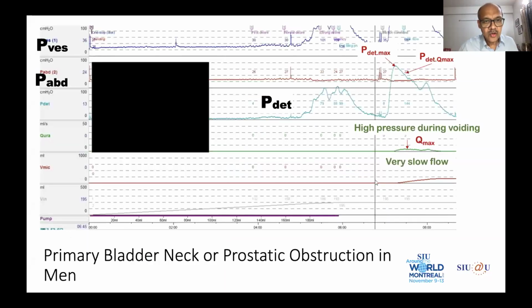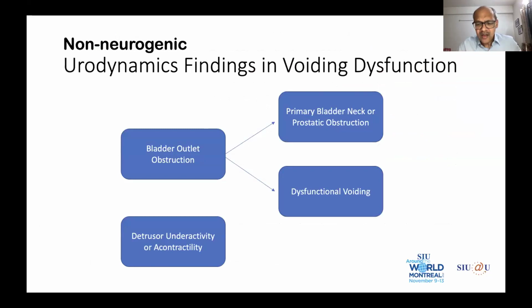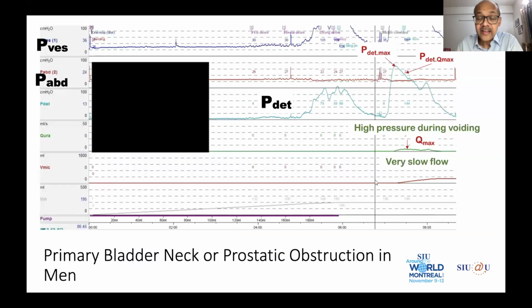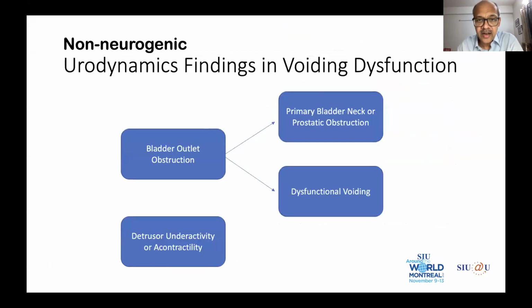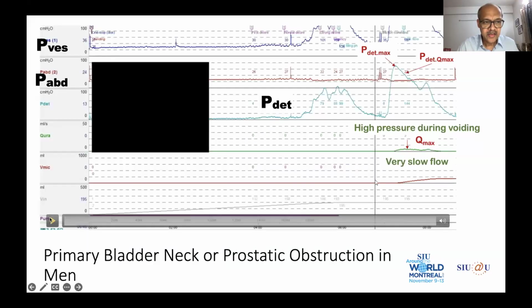Okay, now let's take a look quickly at some findings. When we are looking at the voiding phase, the patient can either have an obstruction or an underactivity if they're abnormal. So obstruction means I'm trying to push the door, it's jammed and hence it's not opening well. Underactivity means I'm trying to push open the door, but I'm not pushing hard enough and hence the door is not opening. Okay. So take a look at this study.